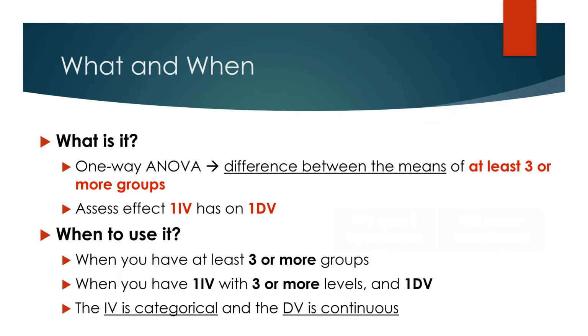If you have 3 or more groups, and you have one independent variable that has those 3 groups and one dependent variable, you would use a one-way ANOVA. And remember, with a one-way ANOVA, the IV is categorical and the DV is continuous, right? The DV is what we are averaging up, it's what we are measuring. The IV is our group maker, it is our categories.